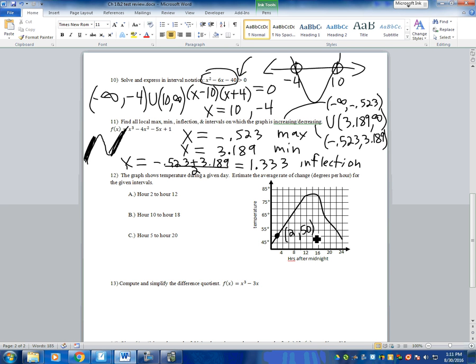And then the coordinate for hour 12 looks like 12, comma 80, and then just find the slope between those 2 points. So 80 minus 50 over 12 minus 2. So that's 30 over 10, which is 3. So that's just giving me the slope of this line from here to here. And then you could do the same thing for the other two.